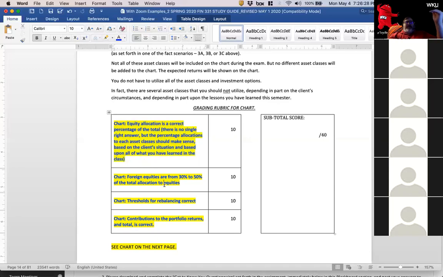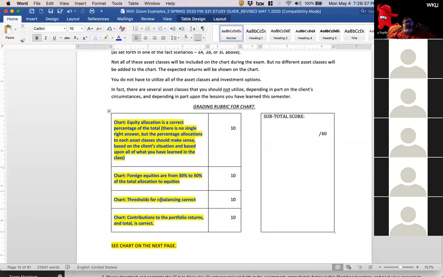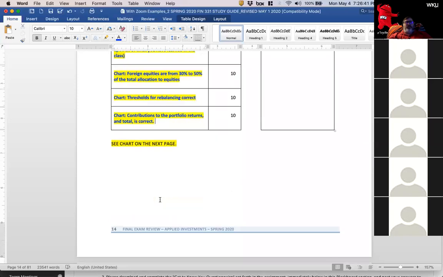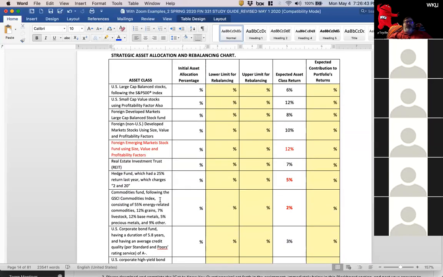Of the equity allocation, 30 to 50% of that should be allocated to foreign equities. All right? And then I want the thresholds for rebalancing to be correct and adding up all the contributions to portfolio returns to be correct. So we have the Hawk and Natasha here, 58 years old, and we have all of these asset classes.